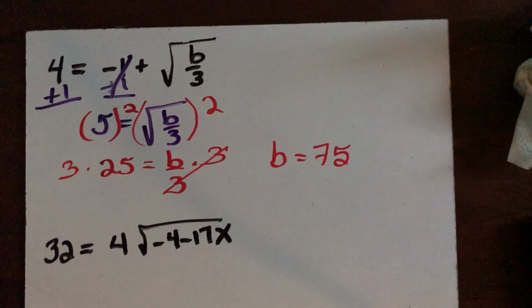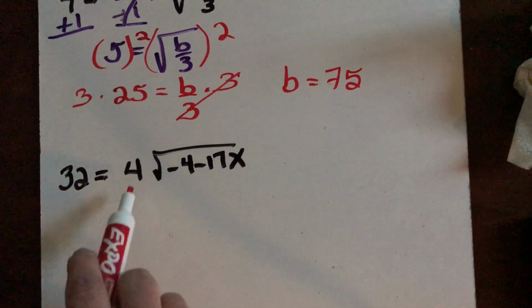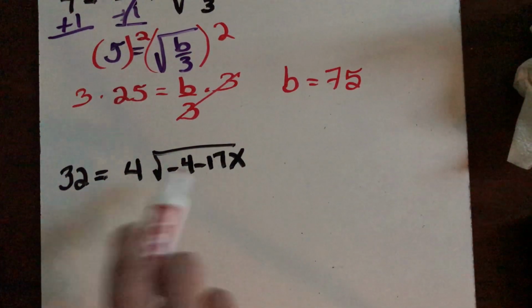Okay? All right, look at the next one. What do you notice about this one? What happens when you have a number outside or next to a radical sign?